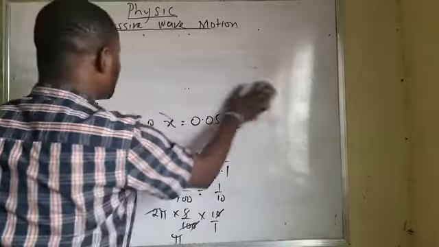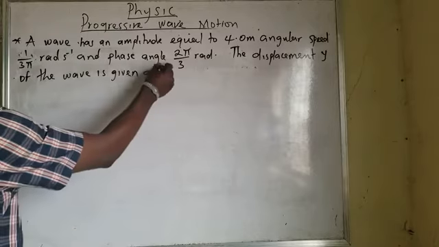Now, look at this question also. A wave has an amplitude equal to 4.0 meter, angular speed 1 over 3 pi rad per second, and phase angle 2 pi over 3 rad. The displacement y of the wave is given as, that is what you are looking for.